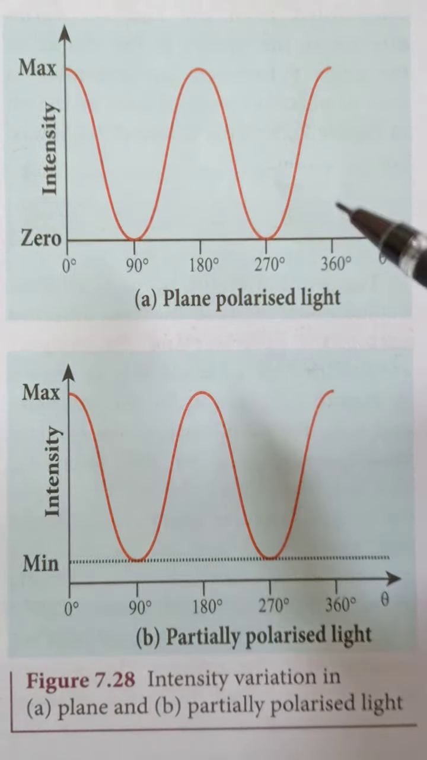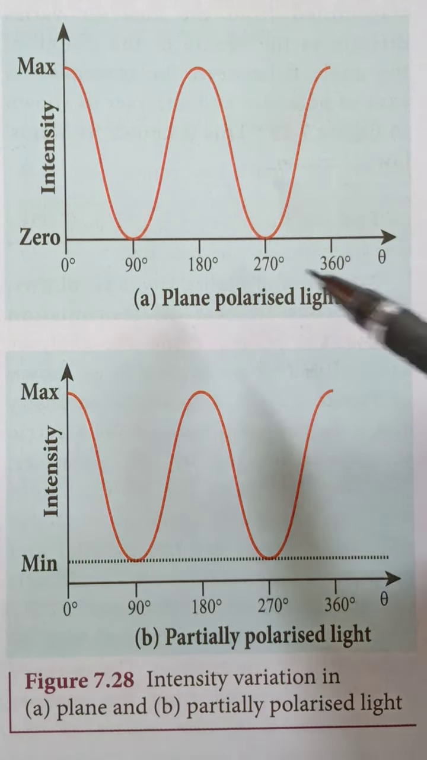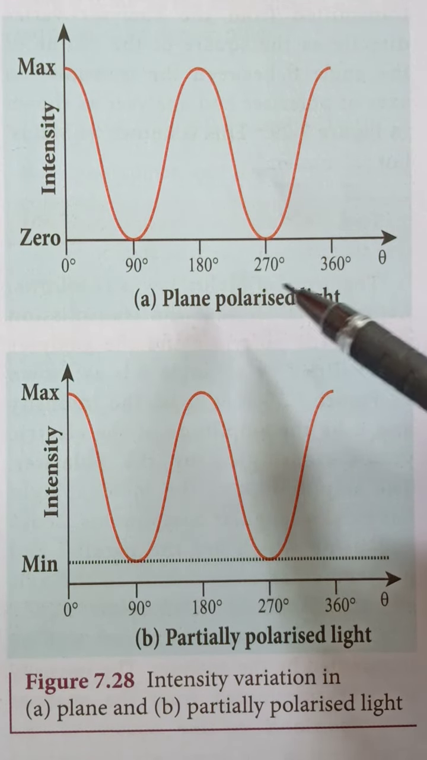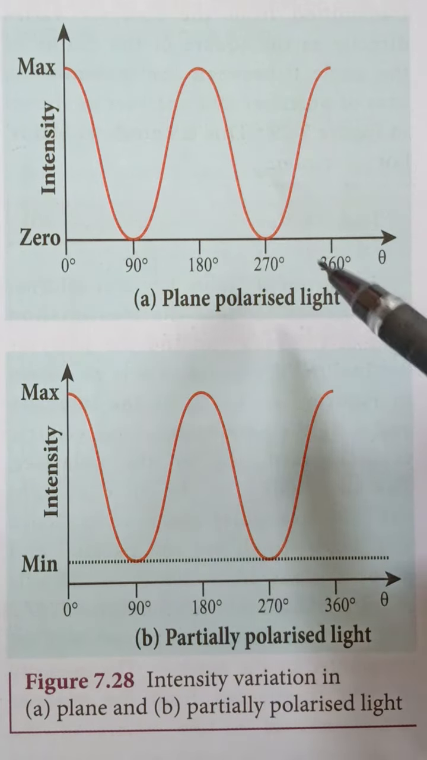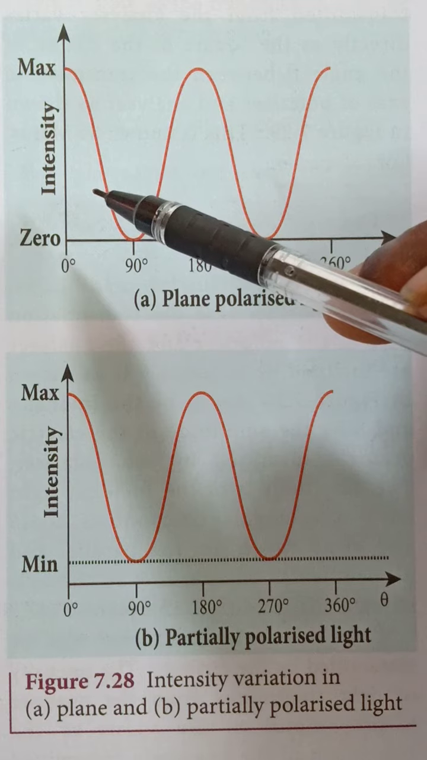This is a graphical representation of plane polarized light and partially polarized light. On the x-axis, we take the rotation of the polarizer or analyzer with the angle theta equal to 0, 90, 180, etc. On the y-axis, we take the intensity of light we are seeing after the two polaroids.